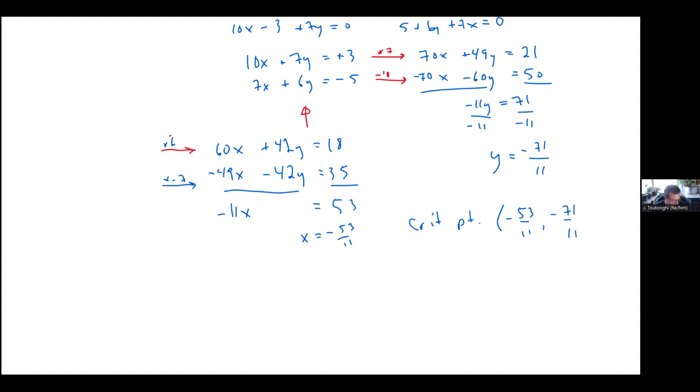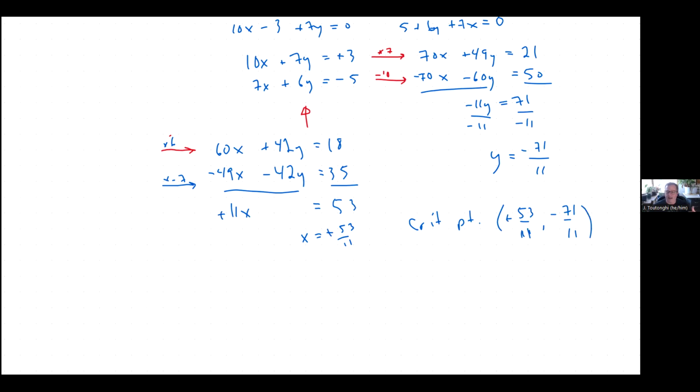I feel like it should be positive 53. Yeah. Yeah, this is positive 11. Sorry. And this is positive 53 over 11. So, okay. So lots of room to make mistakes. You see, I just made two, one there and another one here. But that's my critical point.